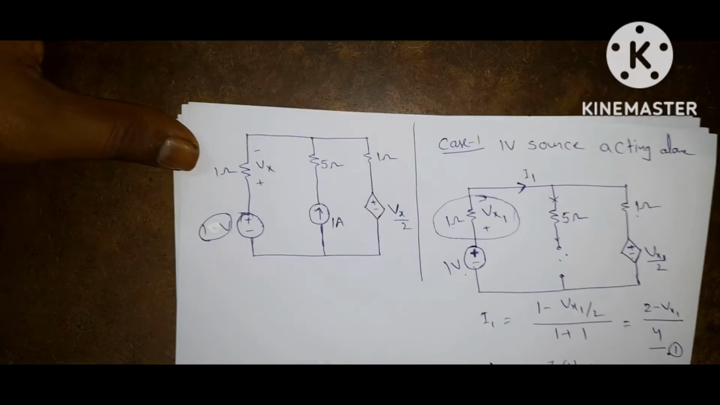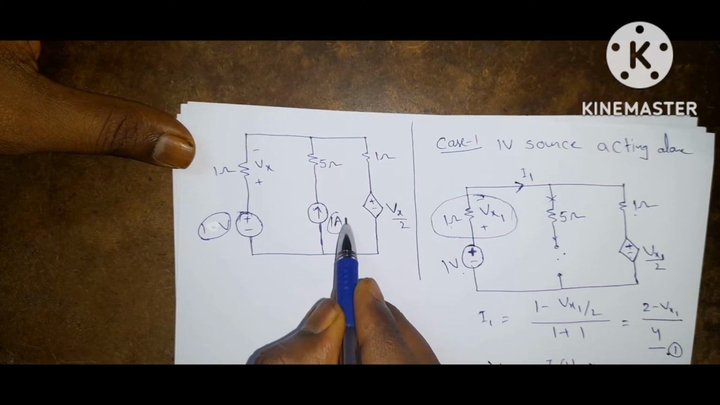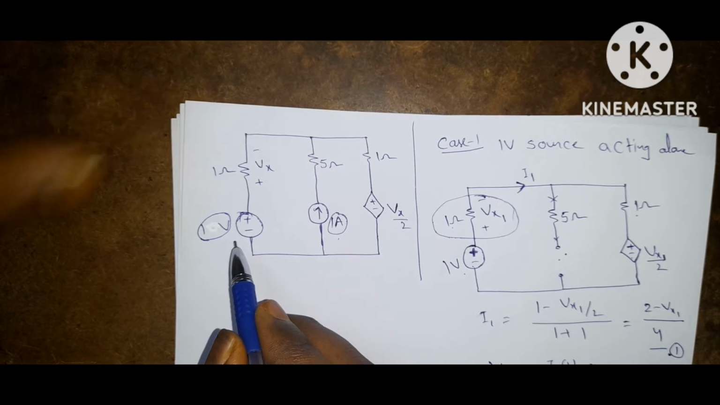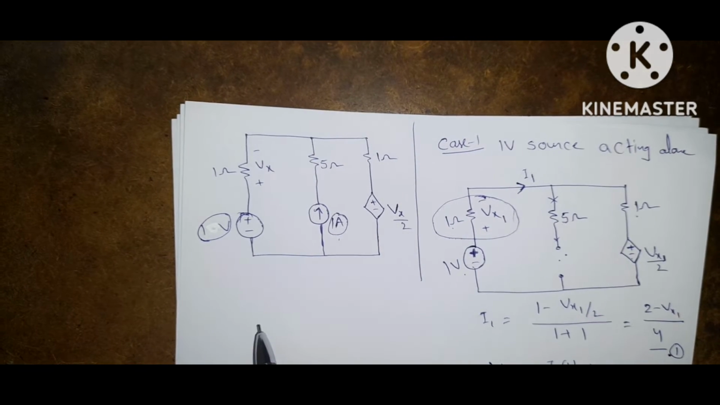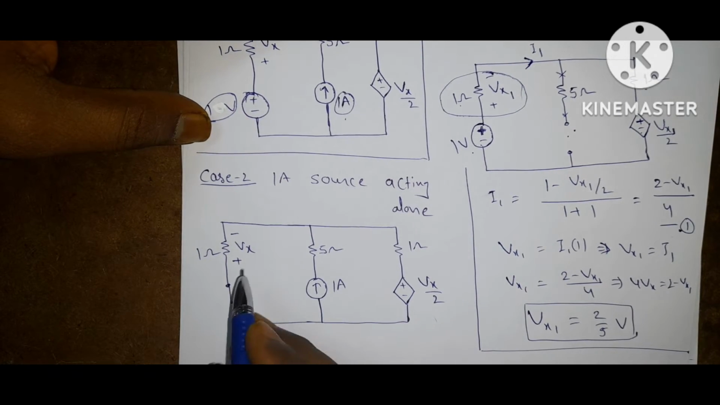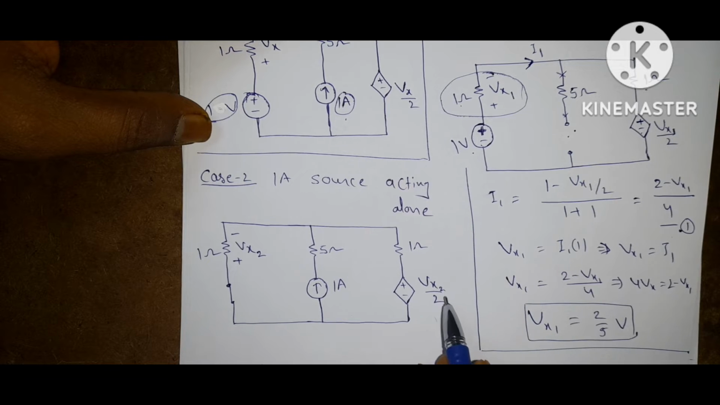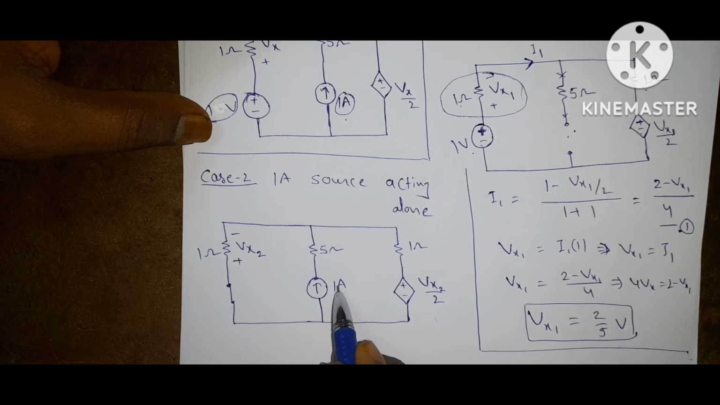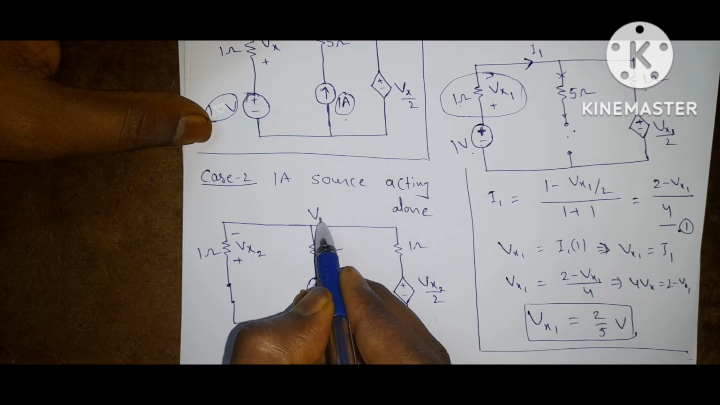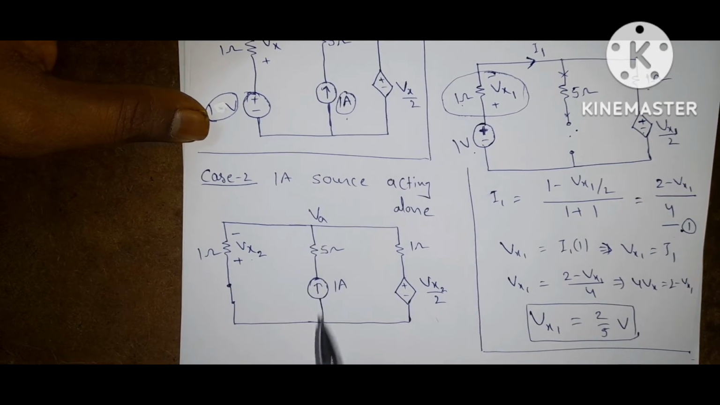Okay. Now case 2. Case 2 is current source acting alone. If the current source is acting alone, the voltage source is replaced by a short circuit. Then the circuit becomes like this. Let this be Vx2, because in case 2 the response due to the 1 ampere source is Vx2. Let this node be some Va. This is node voltage Va.